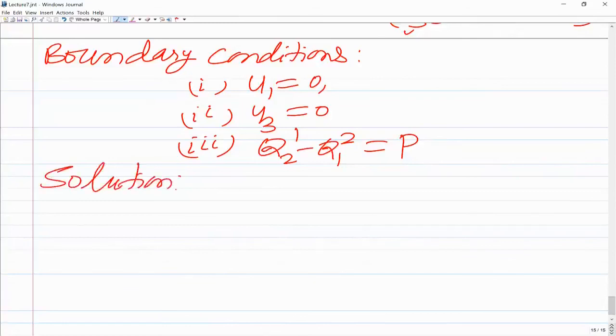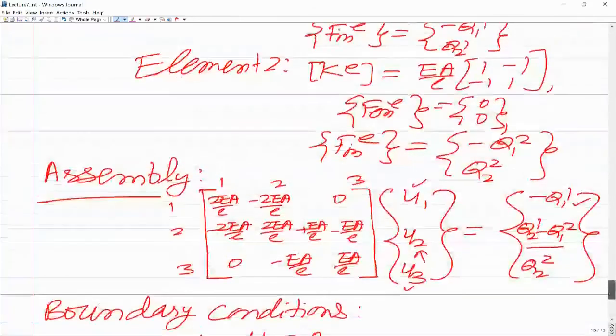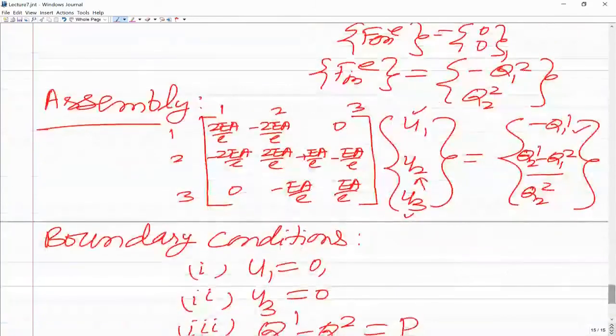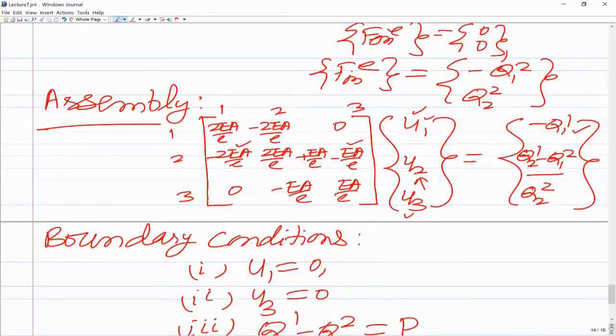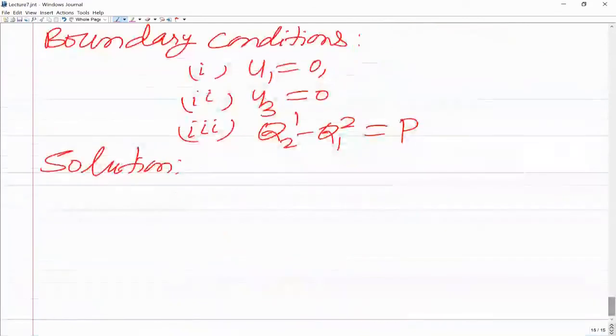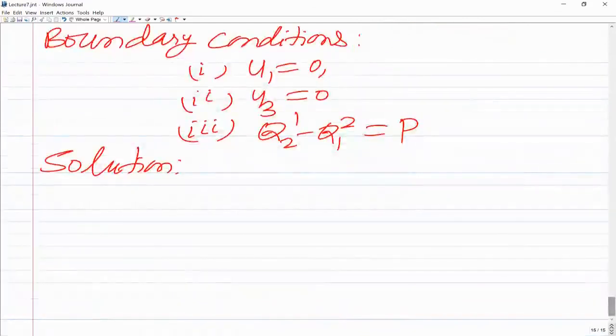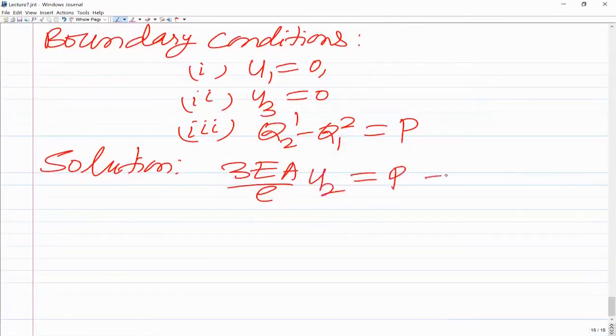So since u1 and u3 are already 0, first we take the second equation and solve for u2. In the second equation, the term into u1 is going to be 0, and the term into u3 is going to be 0, so only this into u2 is equal to the right hand side, which is basically p. So the second equation gives 3EA by L, that is 2A by L plus A by L, 3A by L into u2 is equal to p. From this you straight away get u2 is equal to PL upon 3EA.